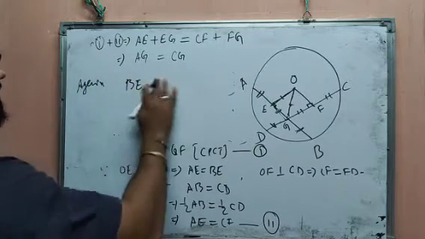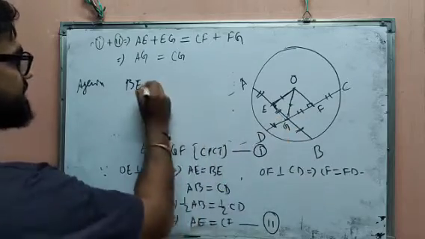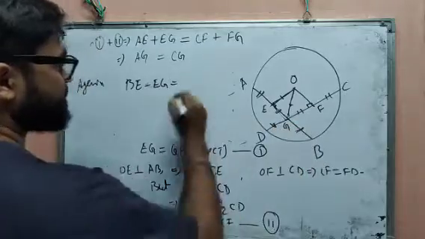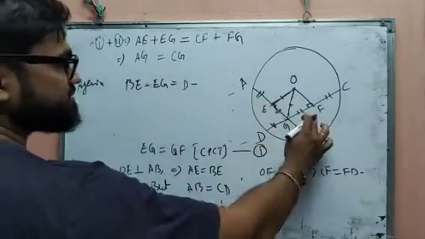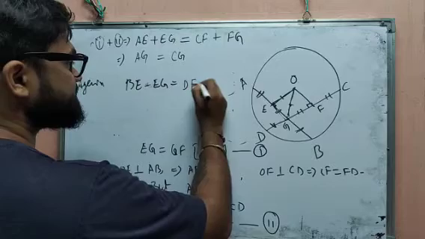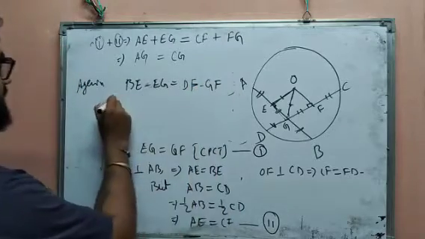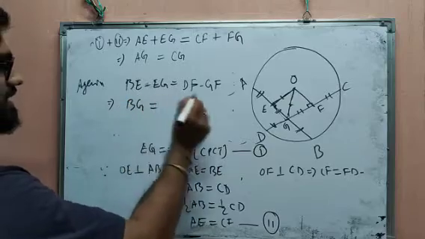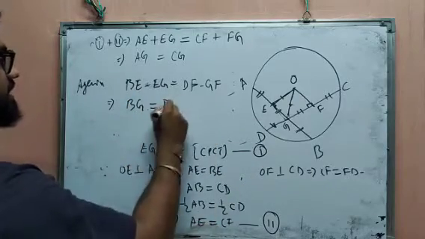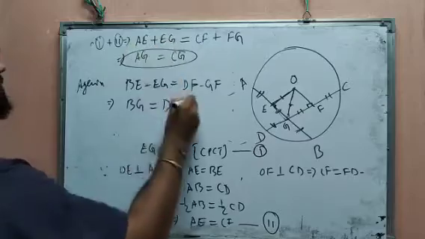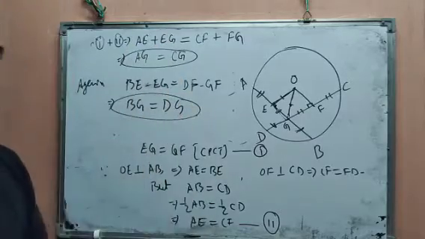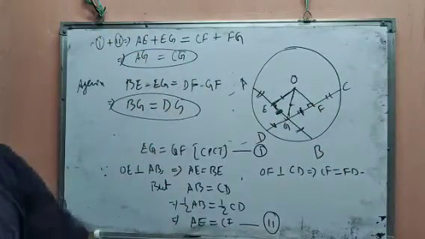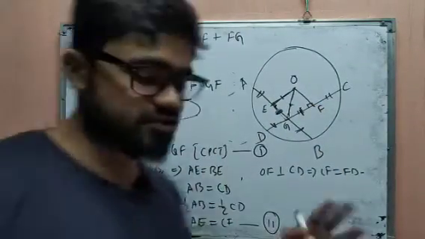From BE you subtract EZ, and from DF you subtract GF. BE minus EZ, you will get BZ, and DF minus GF, you will get DZ. This is what we need to prove. Simply we have to subtract this portion from the half portion of the chord. That is what we are asked to prove.